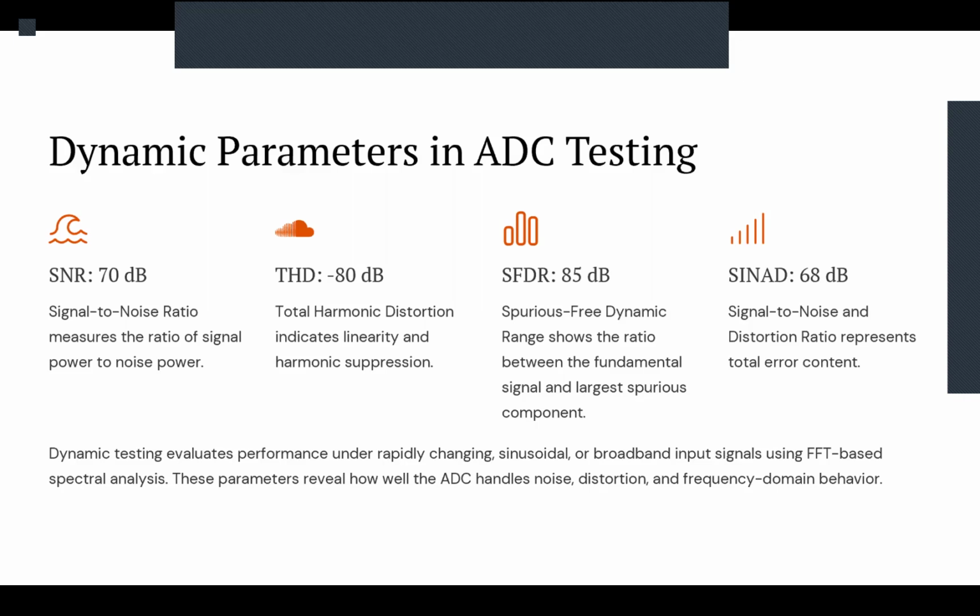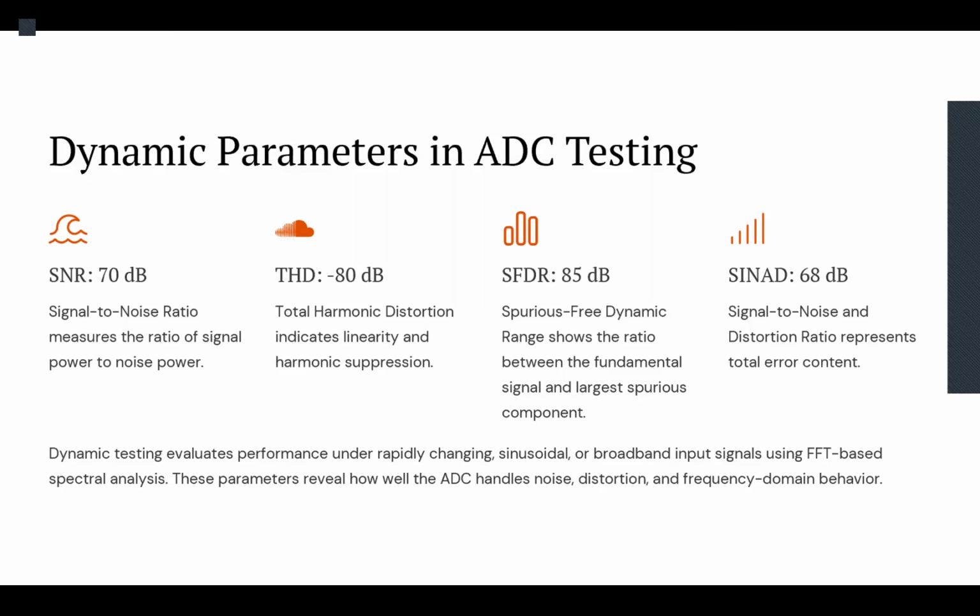The next parameter is THD, or total harmonic distortion. This parameter quantifies how much harmonic content appears in the ADC output. It measures by comparing the power in all harmonic frequencies, like second, third, up to infinity, to the power of the fundamental signal. The fundamental signal is the frequency that you desire. Low THD means the ADC introduces minimal nonlinearity distortion, which is very important in audio, communication and signal fidelity applications.